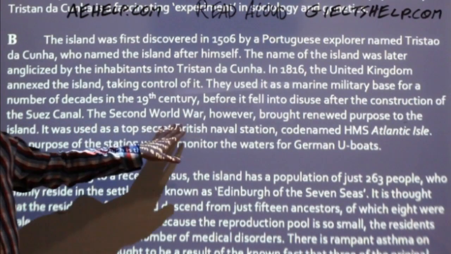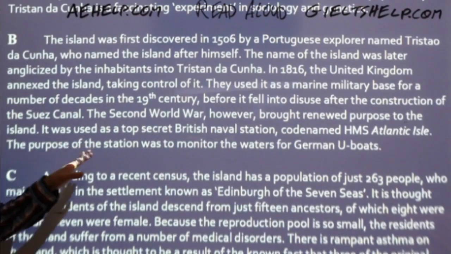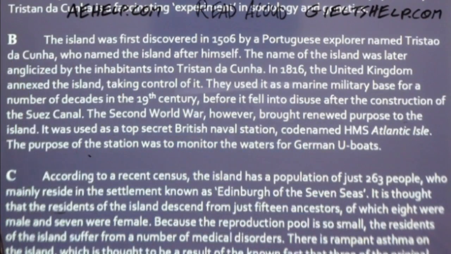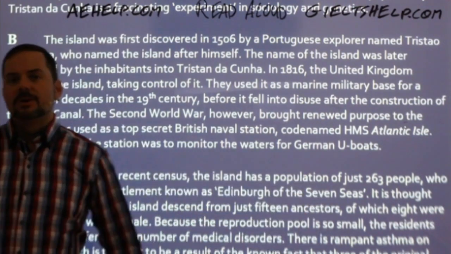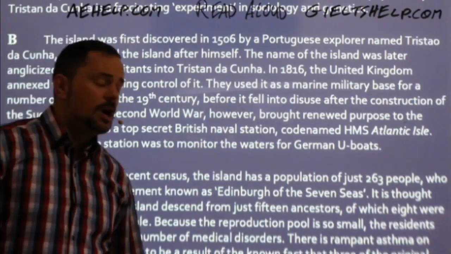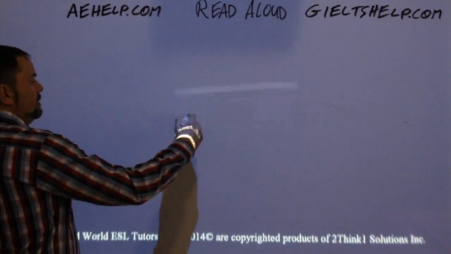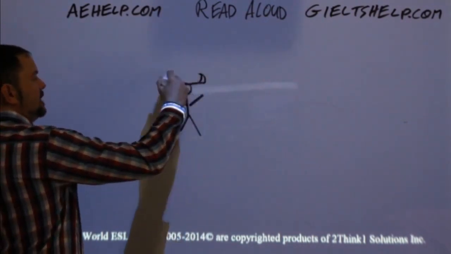The Second World War, however, brought renewed purpose to the island. It was used as a top-secret British naval station codenamed HMS Atlantic Isle. The purpose of the station was to monitor the waters for German U-boats. All right, lots of visualization there. So when you read this paragraph, you should see the Portuguese captain, okay, nice big captain's hat.